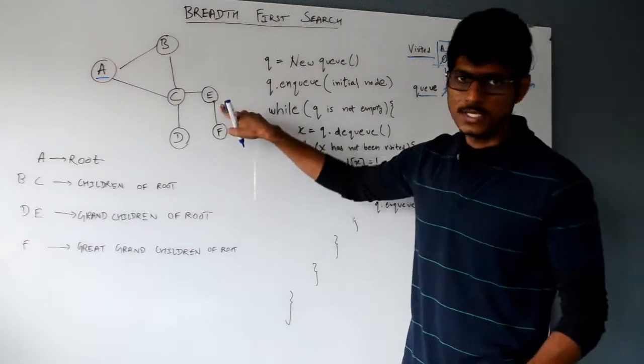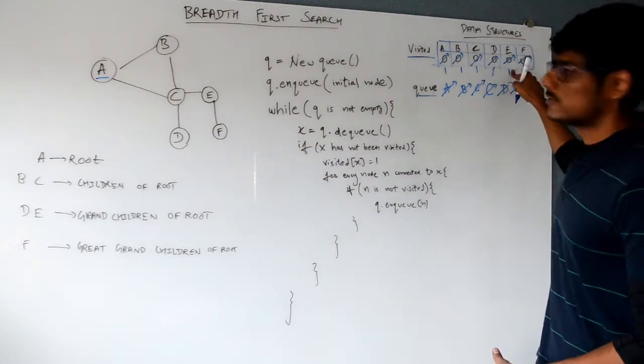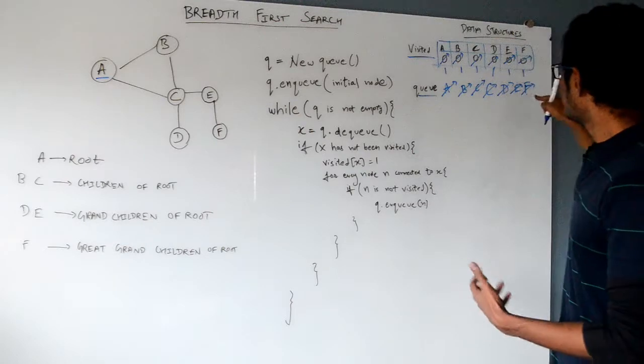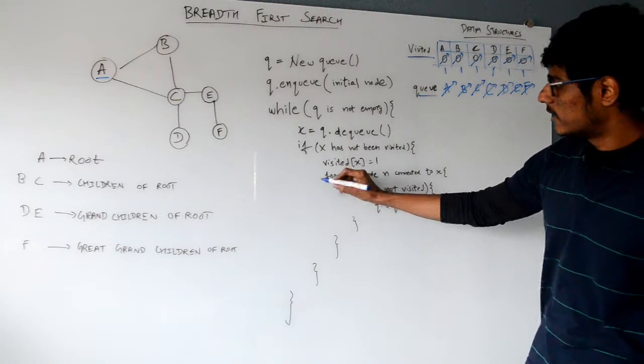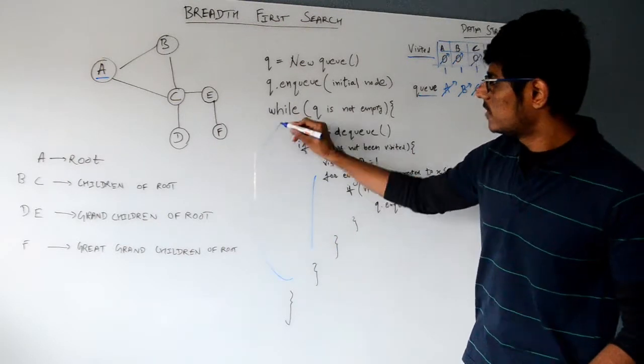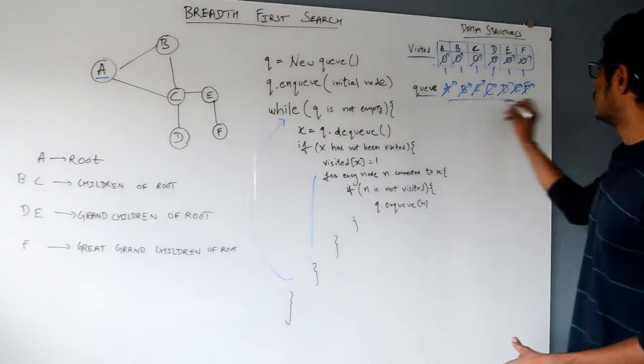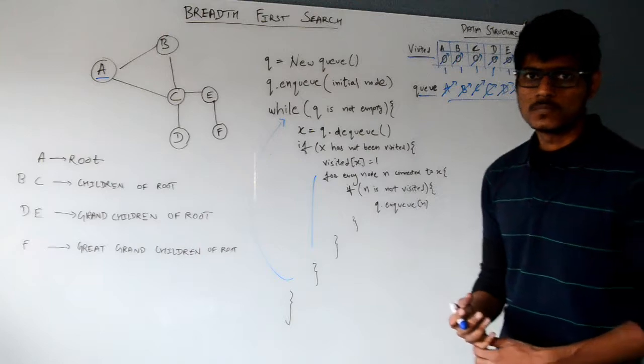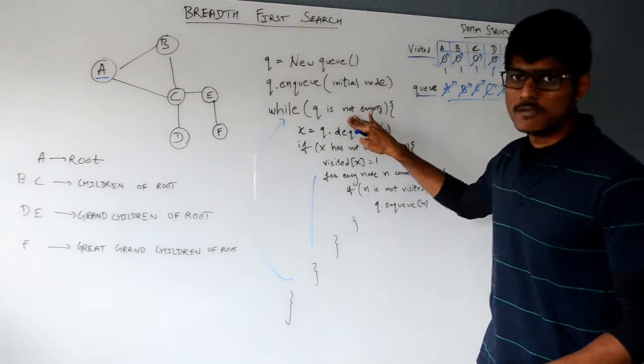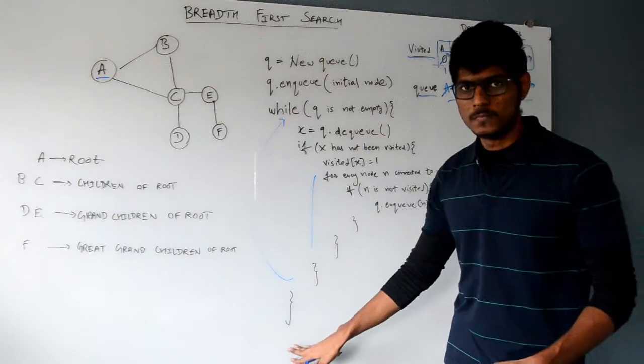Now F is connected to E. E, as we can see, has already been visited. So we don't need to enqueue anything. So we get out of this part of the code. Again we go to the top of the loop. Now we get to see that our queue is empty as we have dequeued everything from the queue. Now we are done with our traversal and we exit the loop.